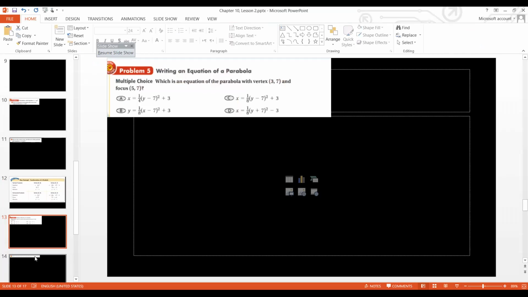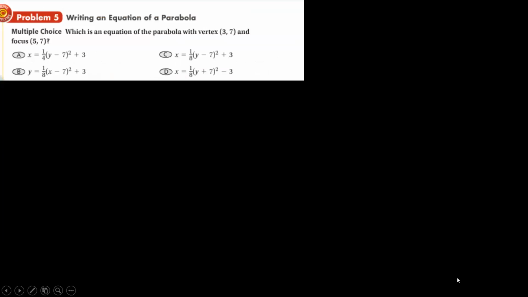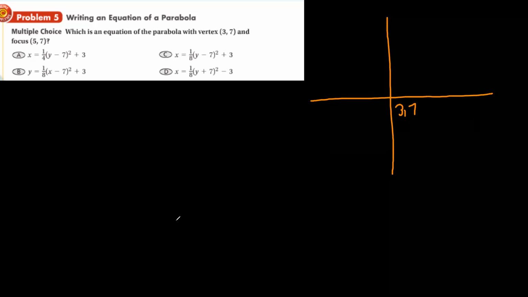Let's have an example now. Write an equation of the parabola with vertex (3, 7) and focus (5, 7). Now, what do you have to do here? You have a vertex (3, 7). I'm sorry.